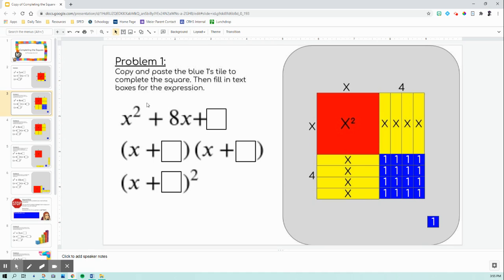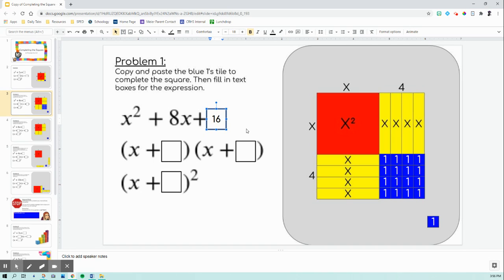Then, coming over to our expression, we have x squared plus 8x plus blank. The x squared is our red block. We have 8 yellow x blocks. And then we need to know how many ones blocks we have. So we can count them out, and when we do, we have 16 total.